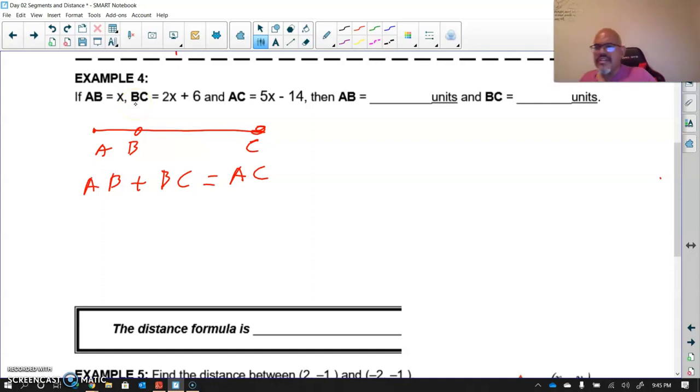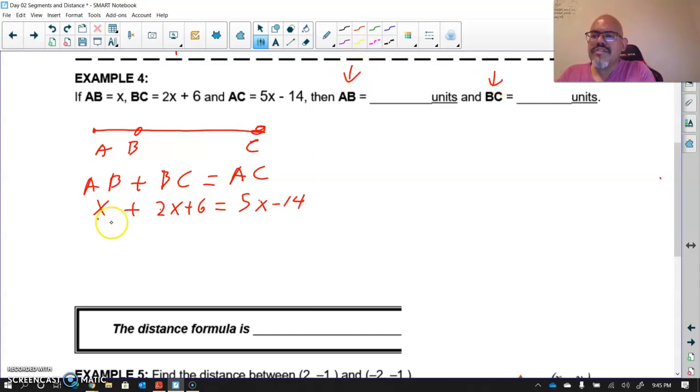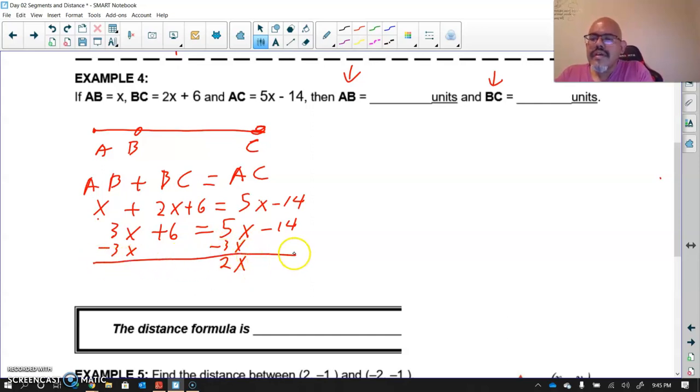AB is going to have X as its substitute plus BC, which is 2X plus 6, and that's equal to 5X minus 14. Now we're going to solve for X, and we're going to solve for these particular segments. So let's see, X plus 2X is 3X plus 6. I'm going to subtract 3x from both sides. Then we're going to add 14 to both sides.